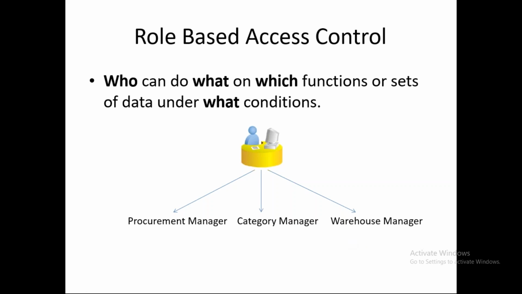Let's say if it is a procurement manager, he would access the US procurement data, and if it is a category manager, he has access to the sourcing activities like negotiations creation and RFQs creation, and that is also for a specific PU. And if it is a warehouse manager, he will get access to the relevant inventories available under US business units. That's how a person can have multiple job roles, and he will perform all those jobs.